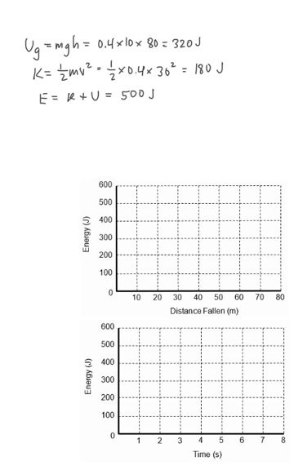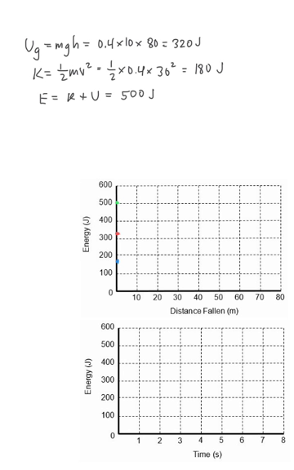So now we're going to represent this graphically two different ways. The first is energy versus distance fallen, and the second as energy versus time. So for energy versus distance fallen, let's go ahead and plot the points that we know. So at time t equals 0, when it hasn't fallen any distance, the initial gravitational energy is 320. So I'll put a dot around 320. The initial kinetic energy is 180. So I'll put a dot there for kinetic. And the initial total mechanical energy is 500. So we'll put the dot right there.